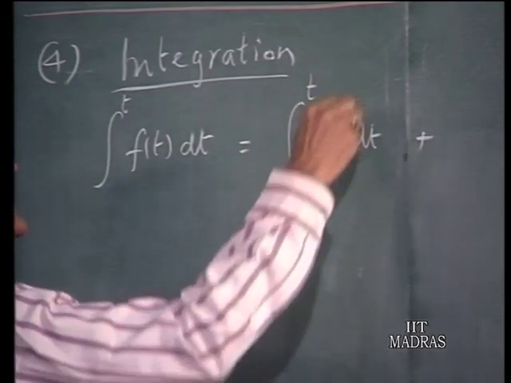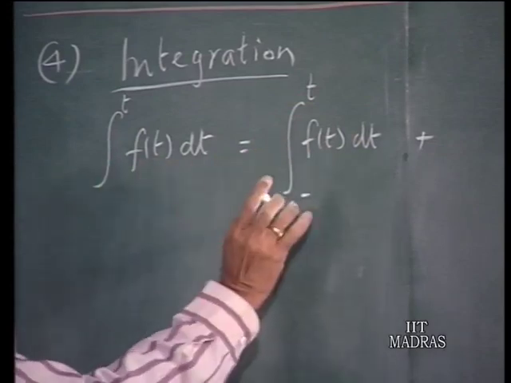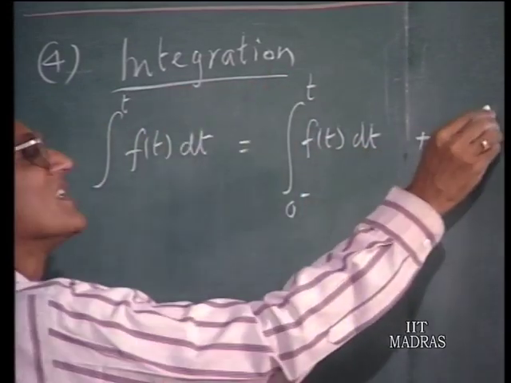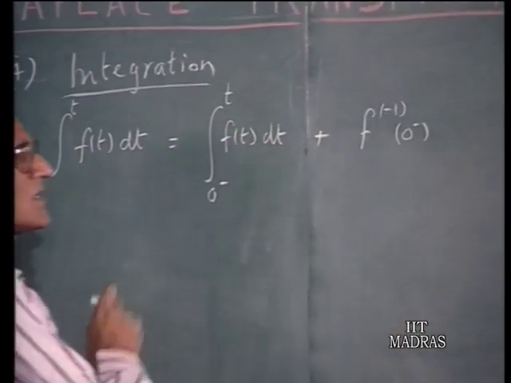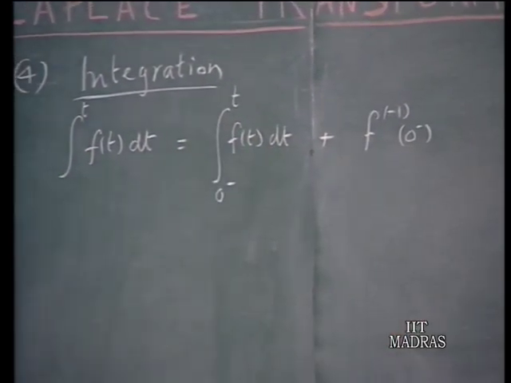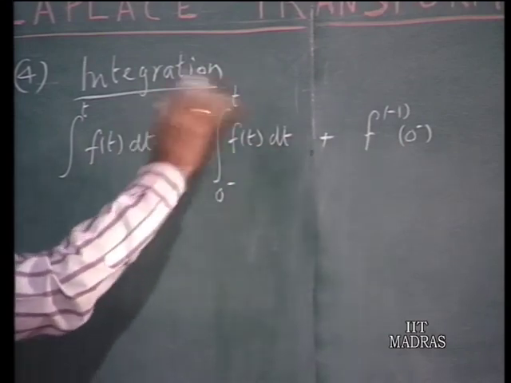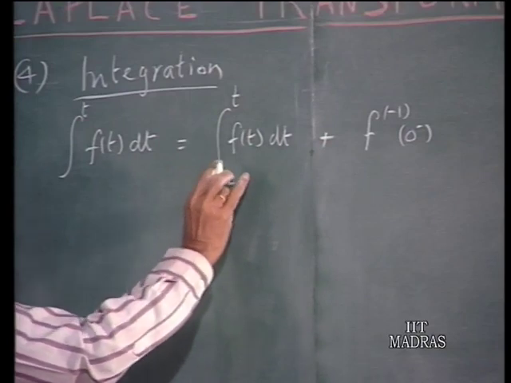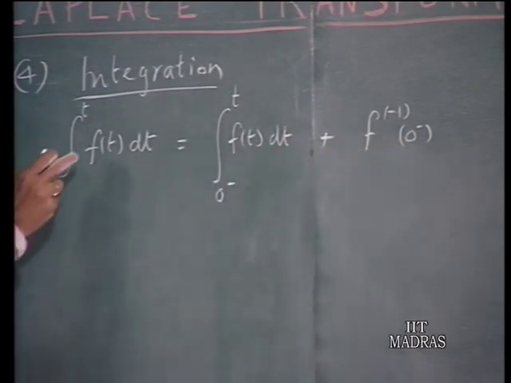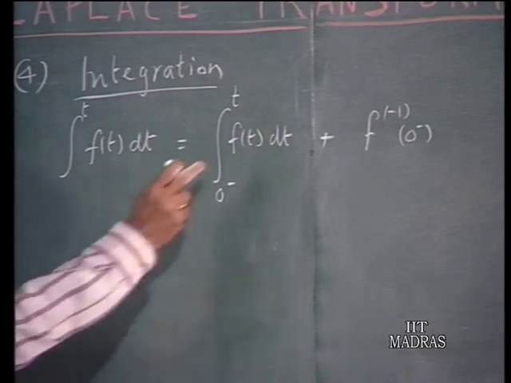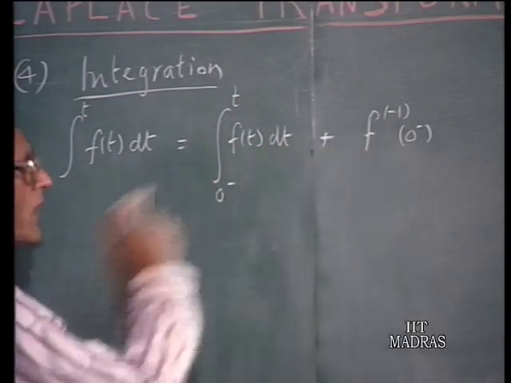So, this is the value of the integral between the definite limits 0 minus to t, plus the initial value of this integral. We will write this as f^(-1)(0 minus), that is, the initial value of this integral, plus the addition to the integral in the interval from 0 minus to t. So, this is how we can put the indefinite integral in the form of a definite integral plus the initial value. Now, in order to find the Laplace transform of that, let us find the Laplace transform of these two individual quantities.